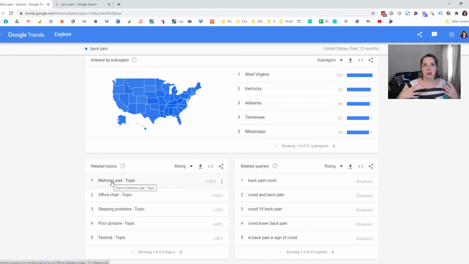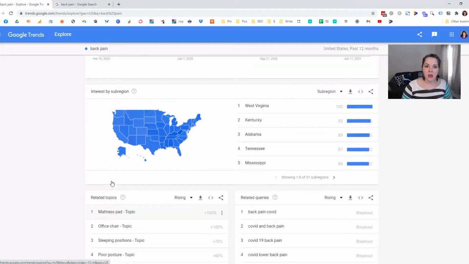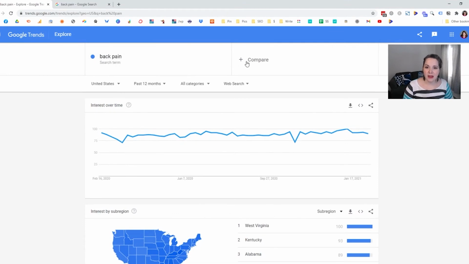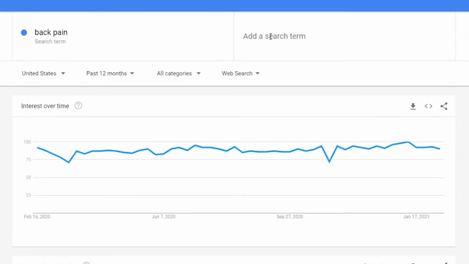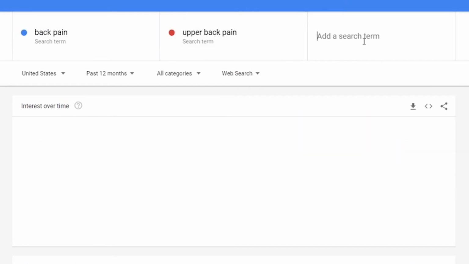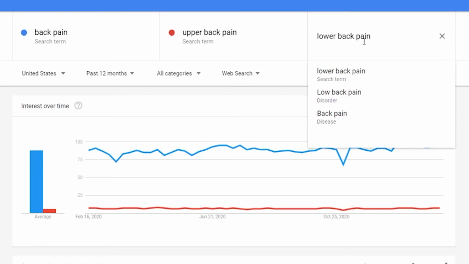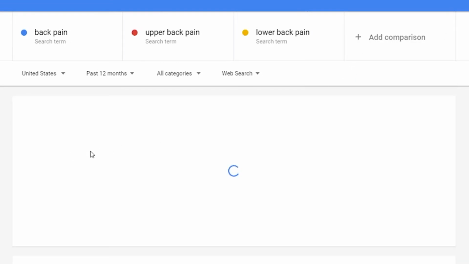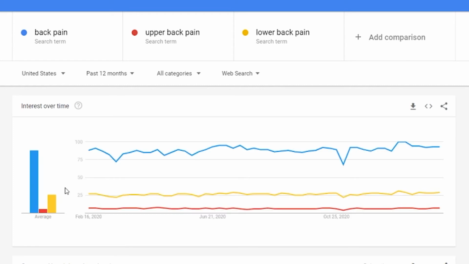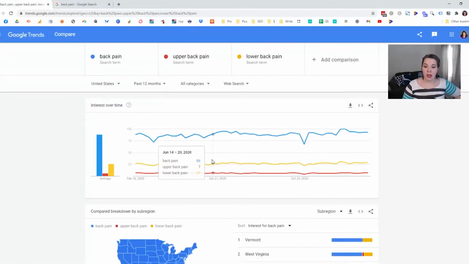Now, if you're wondering, are people saying back pain or upper back pain or lower back pain, Google Trends is also great for giving you that information. You can come up here to the compare section and say upper back pain, lower back pain. And that will show you, relative to each other, how people are struggling with these different conditions. Do more people have upper back pain or lower back pain? Whoa, way more people have lower back pain.